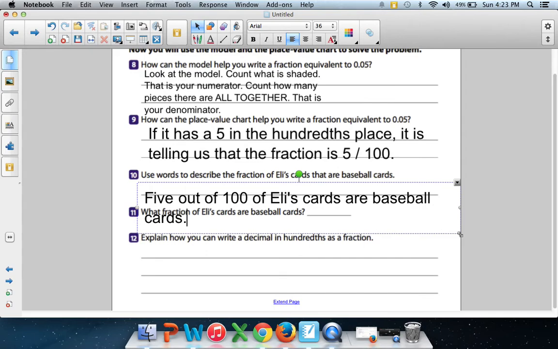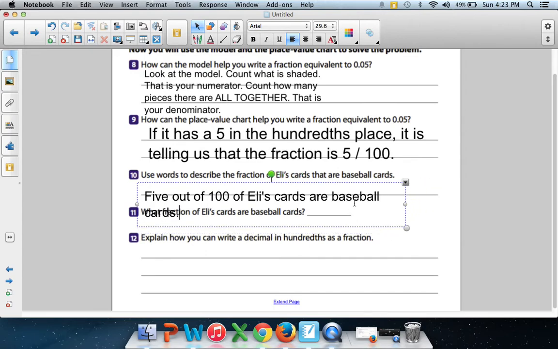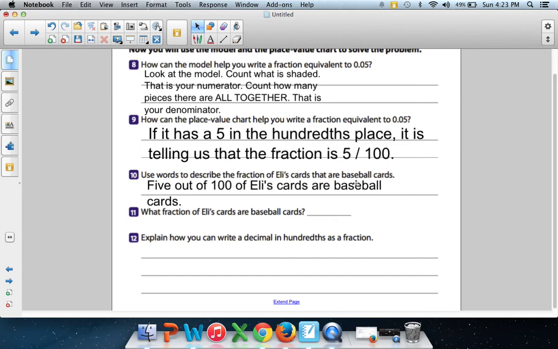5 out of 100. That's the same thing as the fraction we just wrote 2 seconds ago. Right there. What fraction of Eli's cards are baseball cards? Are you kidding me? Do you think we're not paying attention? It's obvious what fraction. 0.05. When there's 2 places, we know that it's over 100. And that number right there, well, gee, it's a 5. Hello!